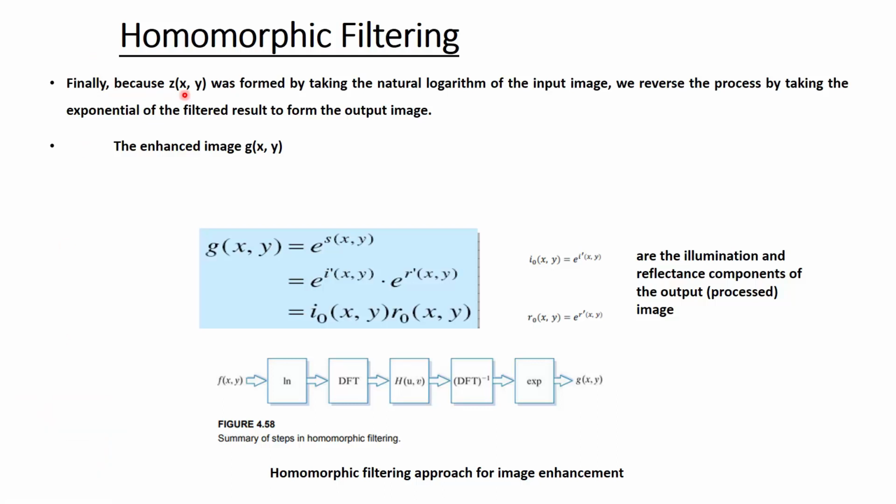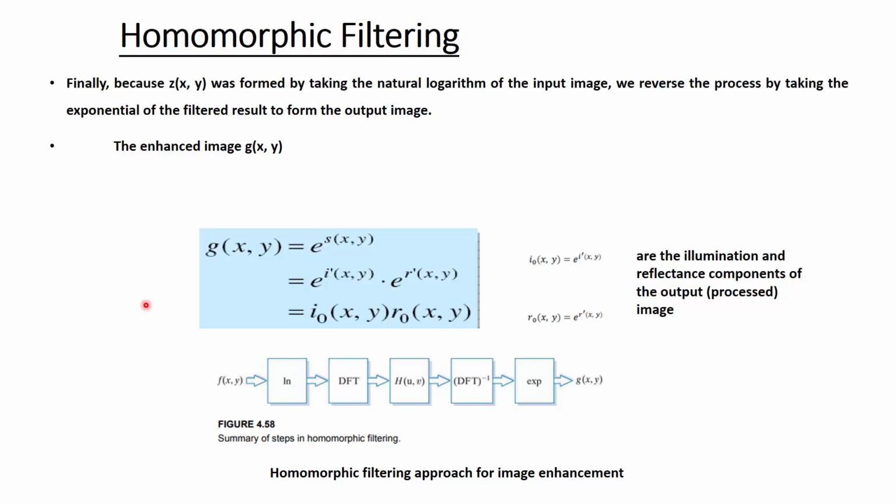Now finally, because z(x,y) was formed by taking the natural logarithm of the input image, we reverse the process by taking the exponential of the filtered result to form the output image. Therefore, the enhanced image g(x,y) is equal to exp of s(x,y), which is equivalent to e to the power i'(x,y) times e to the power r'(x,y), which is equivalent to i0(x,y) times r0(x,y), where i0(x,y) is exponential of i'(x,y) and r0(x,y) is exponential of r'(x,y).